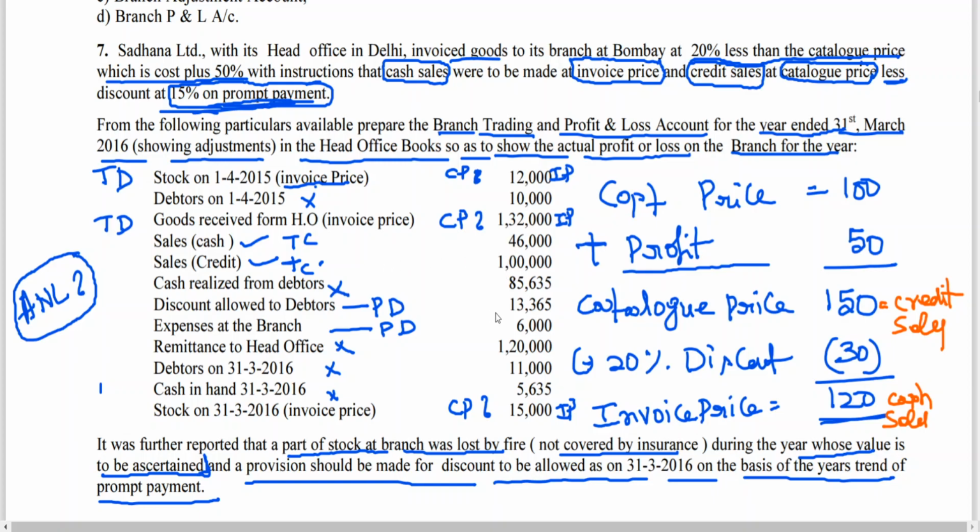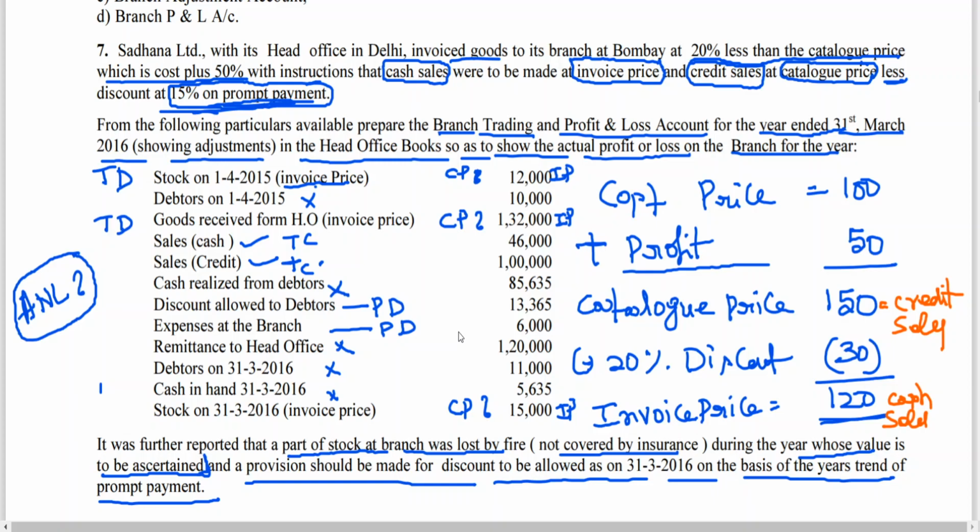But now I think by this time you should get clarity that I need to find out abnormal loss as a balancing figure. In the last method, stock and debtors method, you learned we can open stock account to find out the missing information. Generally, missing information can be opening stock or closing stock. In this case, the missing information is which account, my dear friend?